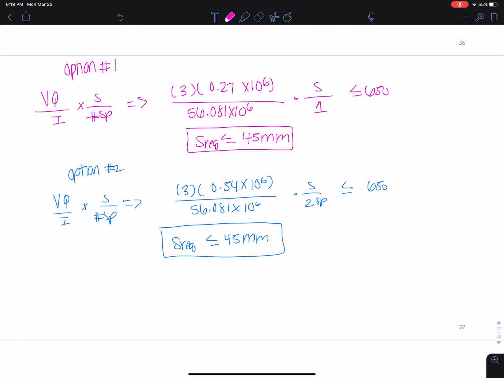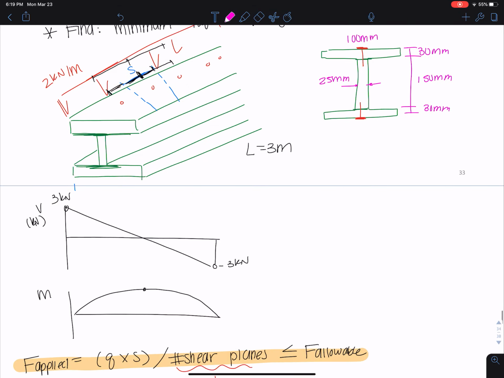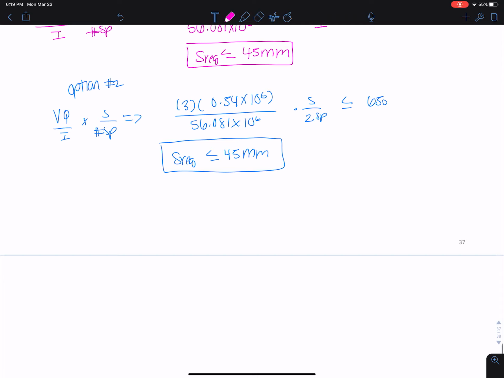Okay, so that actually ends our discussion for transverse shear, and that's the second part of this video and the final part. Let me know if you have any questions, and we will start with the next topic in the next video.